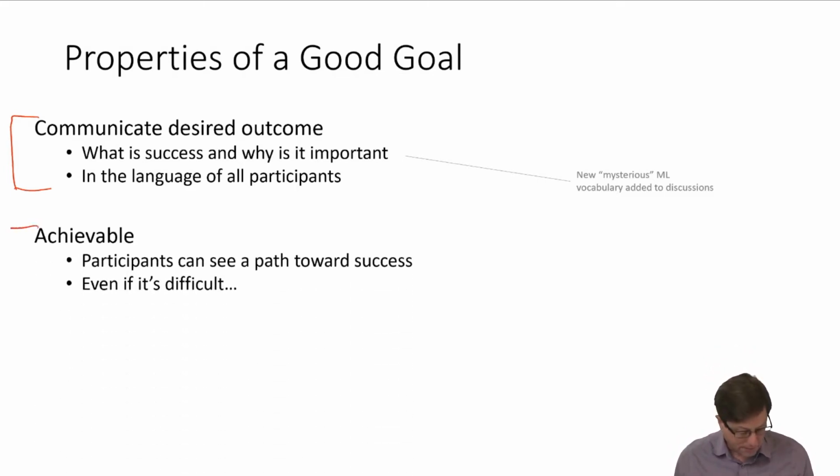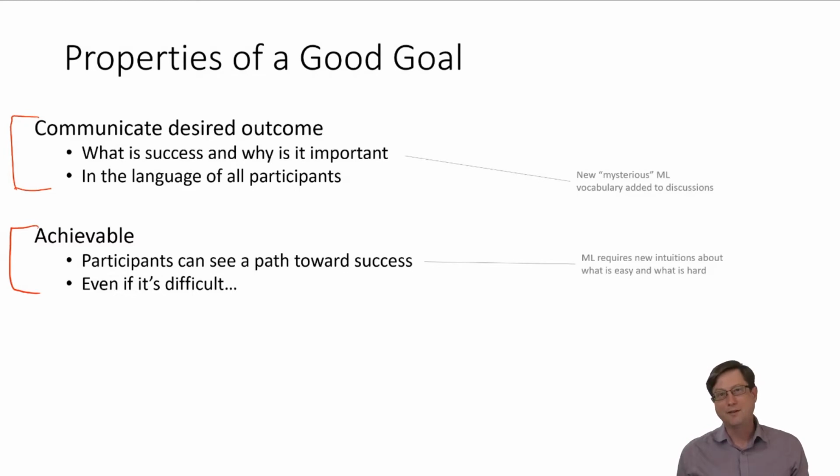Another thing about goals is that they be achievable and that everyone sees a path towards success. It's okay if it's difficult, but machine learning requires new intuitions about what's easy or hard. And people who just have sort of a folk understanding of it might say, 1% false positives? No, we need 99.99999%, or like 0.0001% false positives. Otherwise, we can never ship this thing. This is terrible. And that's not really a reality.